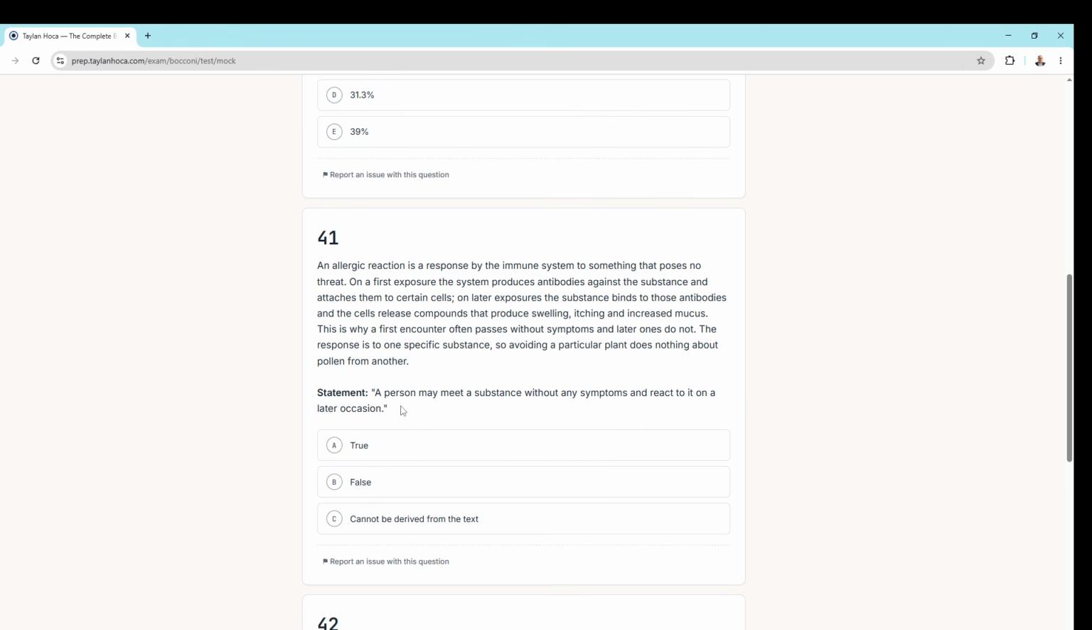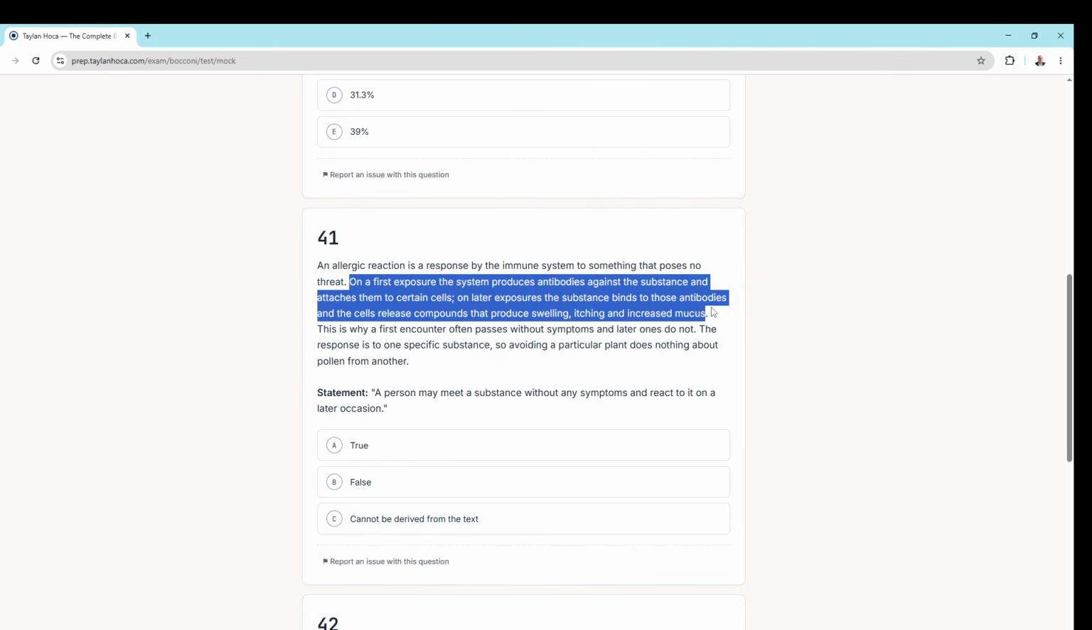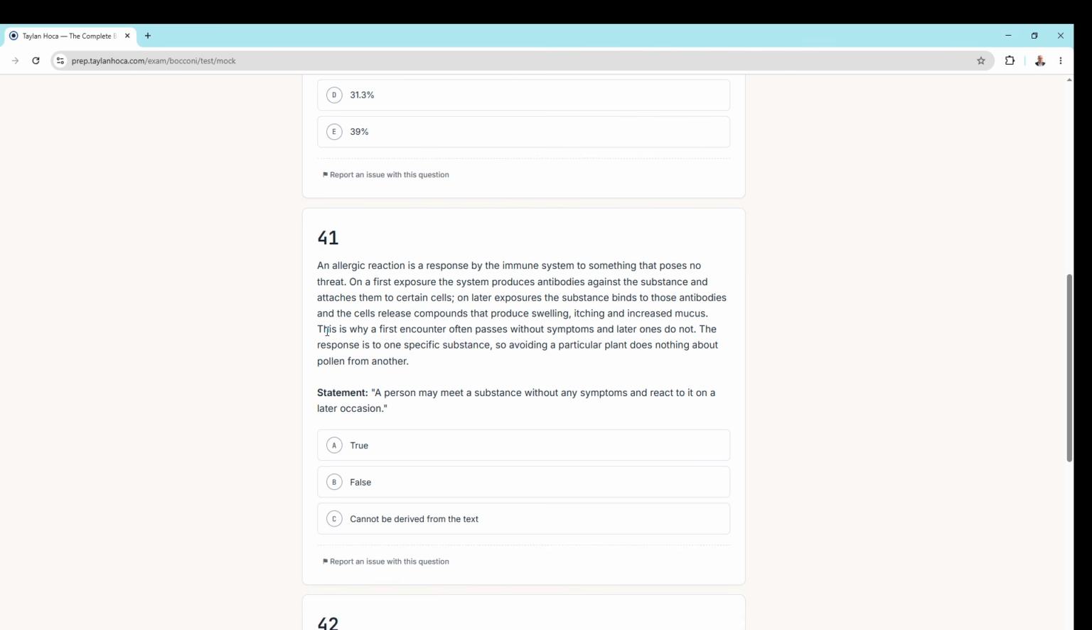A person may meet a substance without any symptoms and react to it on a later occasion. And there is a response by the immune system. On first exposure, the system produces antibodies against the substance and attaches them. Later exposure to the substance binds to those antibodies and cells. Itching and increased mucus. So that's why a first encounter often passes without symptoms.